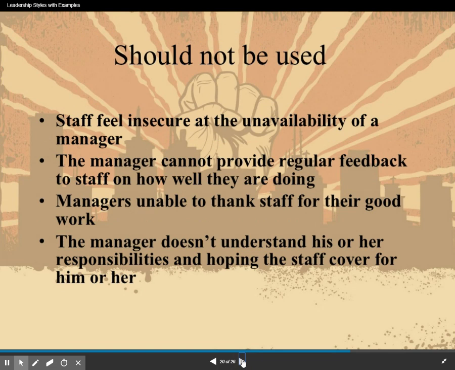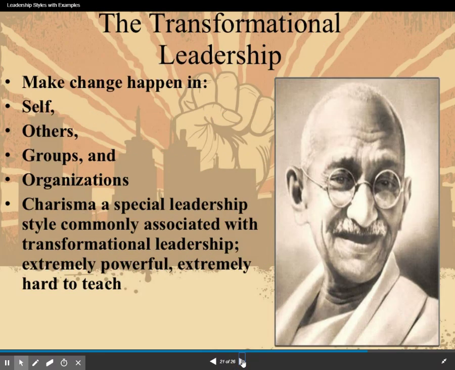It should not be used if people are not confident, if they need supervision, if they need regular feedback, if they need to know they're doing a good job, or they need to know that this isn't the right way that it's supposed to be done. You need to be able to tell your staff that you respect them and that you're thankful for what they're doing. You can't do this if people don't understand their roles or they're inexperienced. So those are reasons you would not use this.